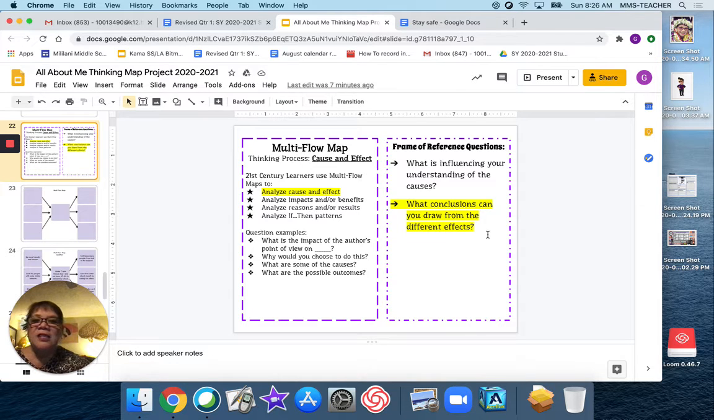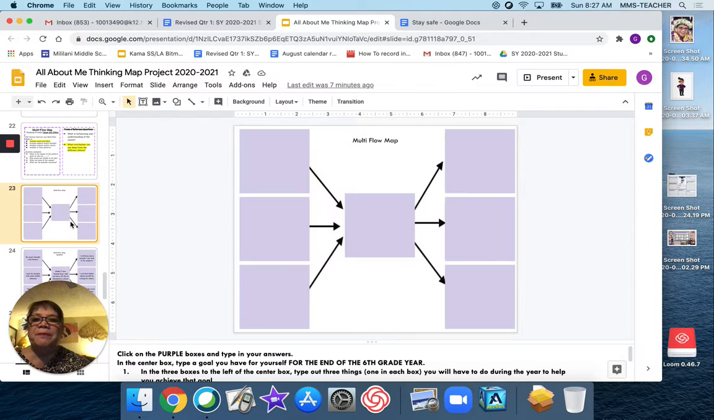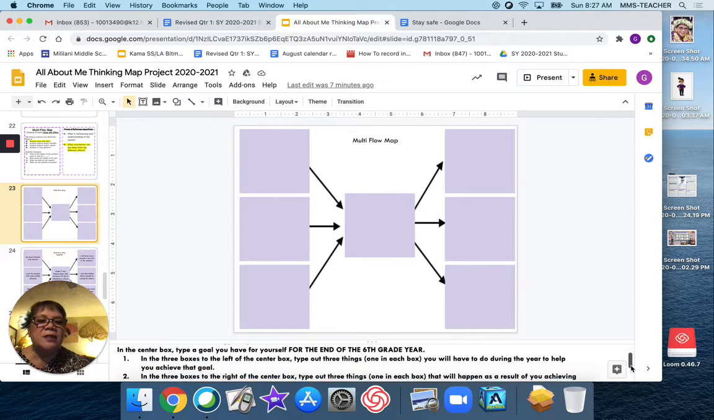Okay, so let's take a look now at what a multi-flow map looks like for a thinking map. Here is a picture of a multi-flow map. Okay, you notice you have 3 squares on the left, you have 3 squares on the right, and you have this middle square. So let's take a look at the directions.